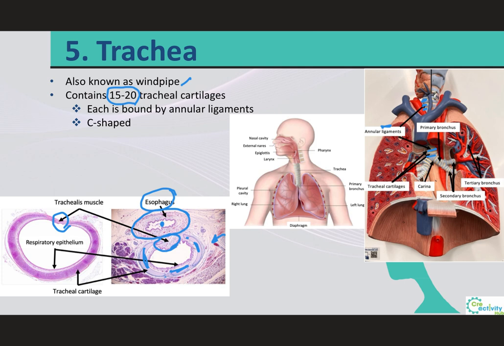Now, closing this C-shaped structure, there's going to be a muscle which is called the trachealis muscle. And the contraction of the trachealis muscle will alter the diameter of the tracheal lumen, which is the opening inside of the windpipe. And this will change, therefore, the resistance to the airflow. So the more it relaxes, the bigger is the lumen. And if it contracts, the smaller is the lumen.